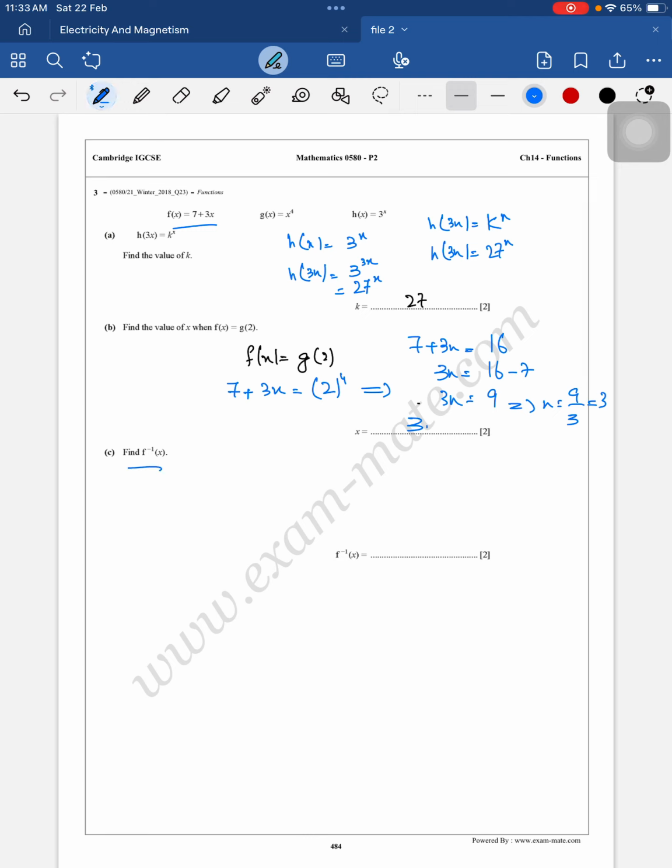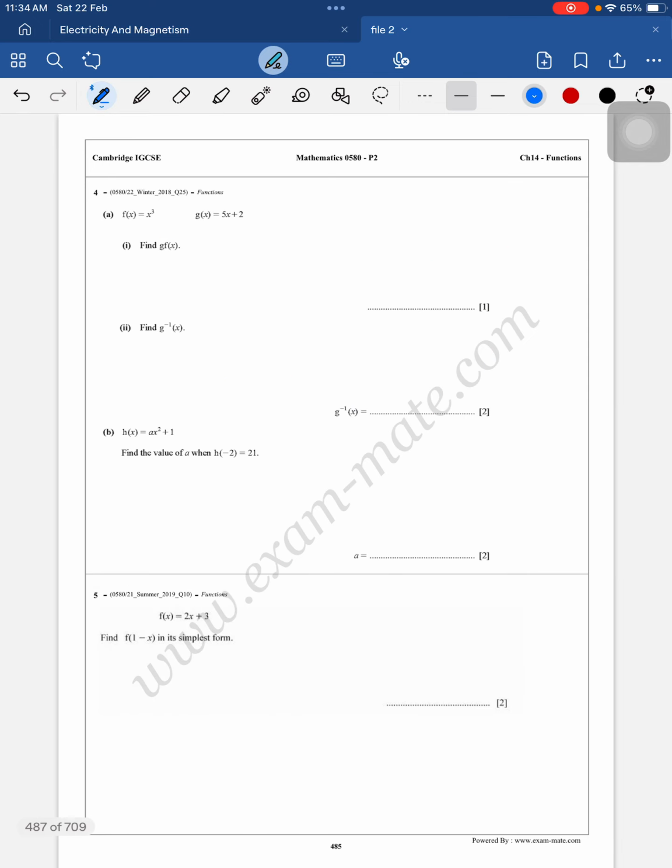Okay. Find f inverse x. Again a similar type of question, we will do it in a similar way. f of x is equal to 7 plus 3x. In place of f of x, I substitute y is equal to 7 plus 3x. Right? Then what we will do, we will invert the variables. So that is x is equal to 7 plus 3y, in place of y x, in place of x y. Now making y the subject: 3y is equal to x minus 7. y is equal to x minus 7 upon 3. Clear? Okay.